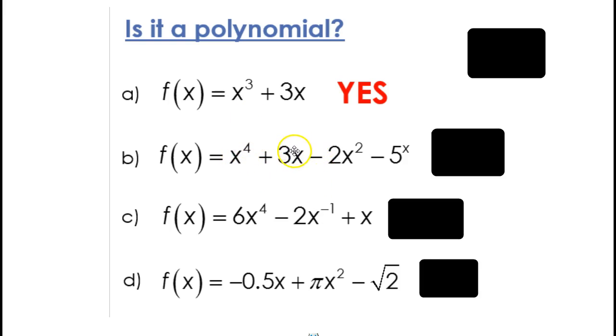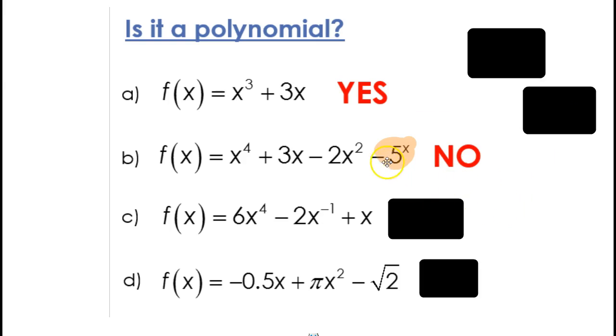Monomial, monomial, monomial. But 5 to the x is not a monomial. You cannot have an exponent that is a variable. They have to be whole numbers. So part B is no, not a polynomial, specifically because of the exponent that is a variable.